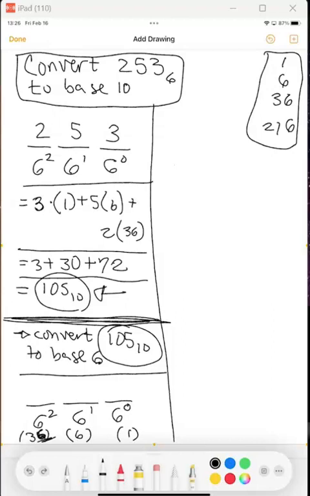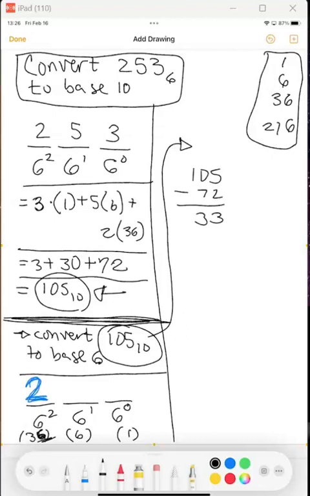Okay, so I'm going to come back down here. Let's put it in blue. So I know there's 2 36s that go into 105. Okay, and this is what I'm starting with. This is my new problem. So then I have 105. I've already taken care of 72. So I have 33 left.